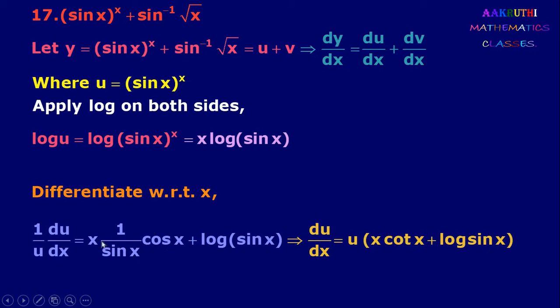Taking u to this side and writing cos x by sin x as cot x, we get du by dx is u into x cot x plus log of sin x. Again find dv by dx.